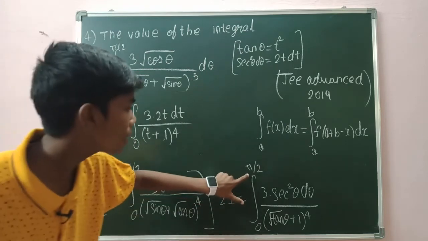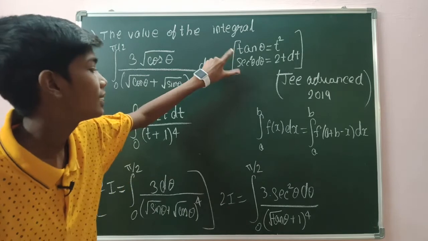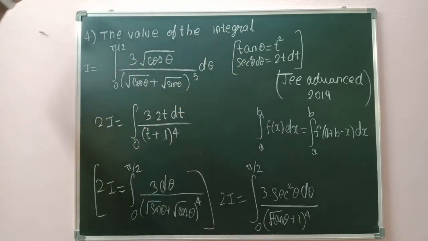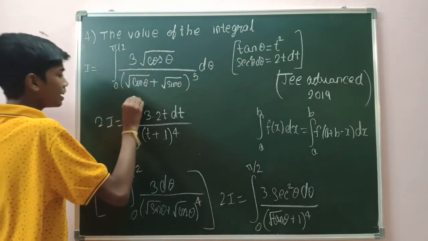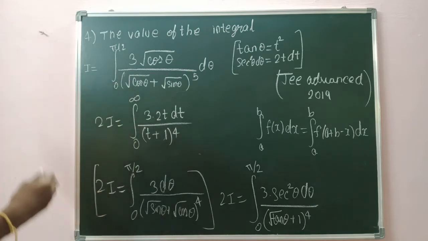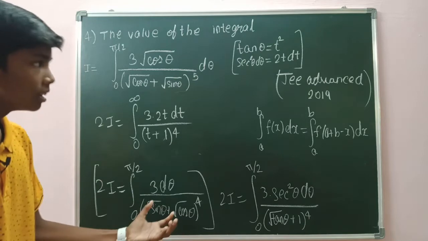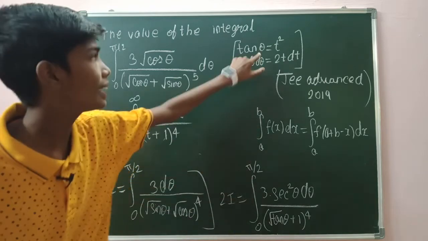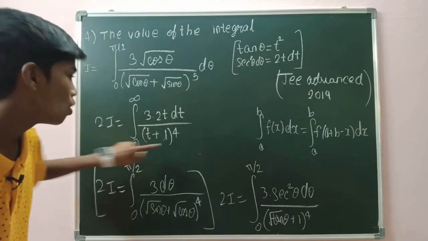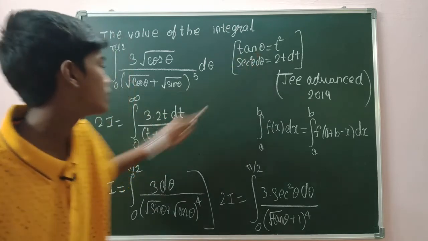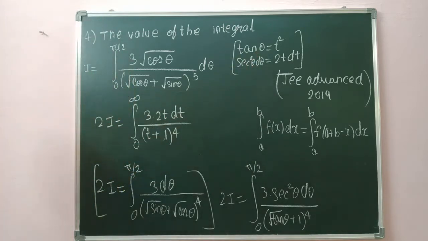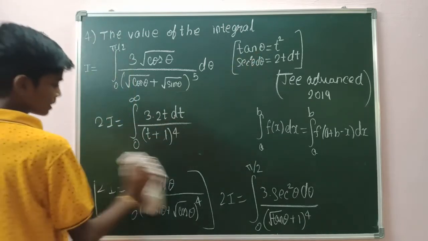When you consider the upper limit, pi by 2, tan of pi by 2 is infinity. Again root of infinity will be infinity only. Correct? This is the methodology by which you should change the limits. So when you consider the lower limit, put theta as 0, then you will get a t value of 0. When you consider the upper limit, put theta as pi by 2, then your t value will be infinity. That's all. Okay? So now I will rub these things.